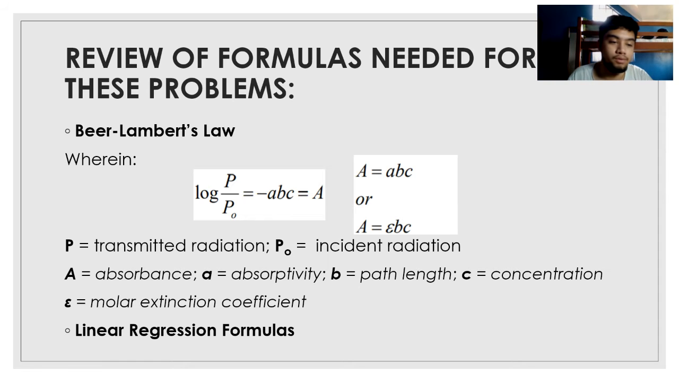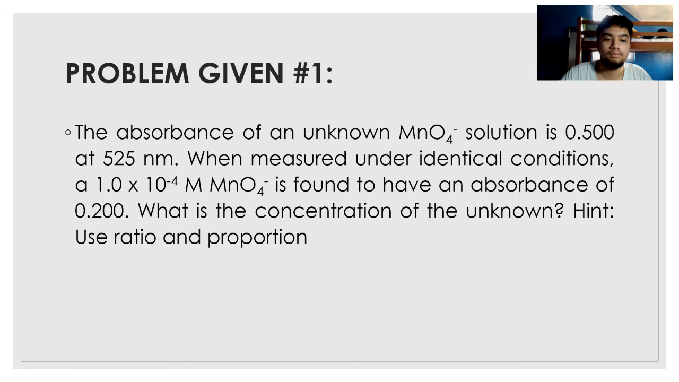So let us move on to the problem given, number 1. The absorbance of an unknown permanganate solution is 0.5 at 525 nm. When measured under identical conditions, a 1 times 10 to the negative 4 molarity permanganate is found to have an absorbance of 0.2. So the question is, what is the concentration of the unknown? The hint is to use ratio and proportion.